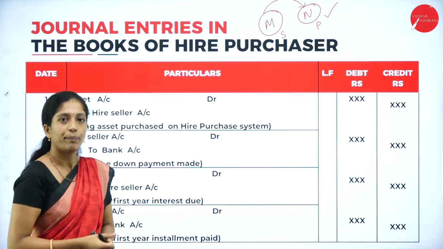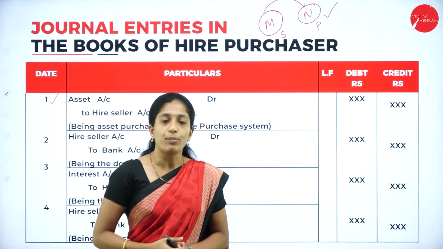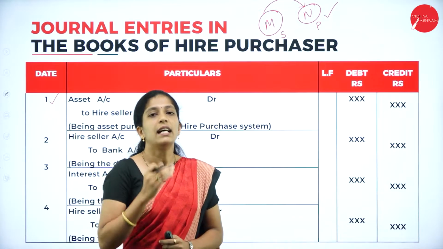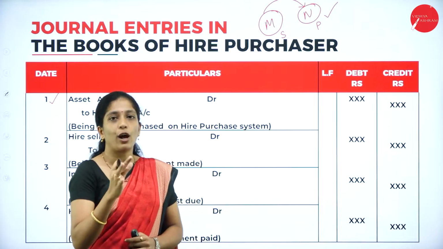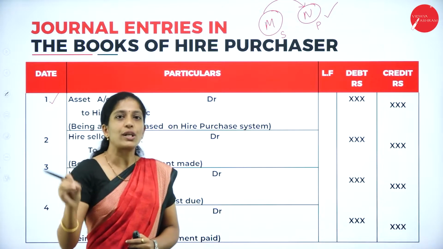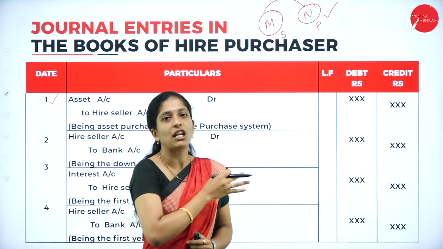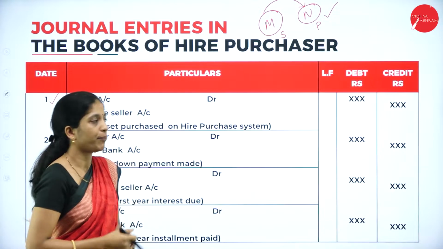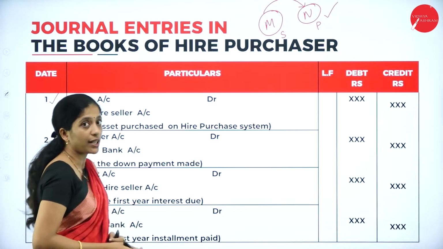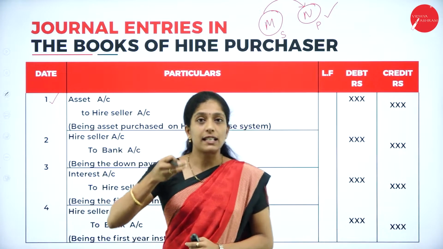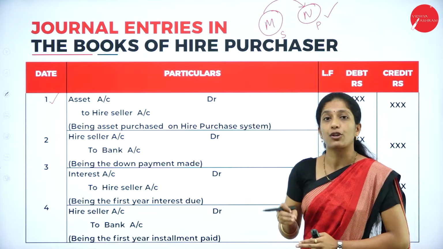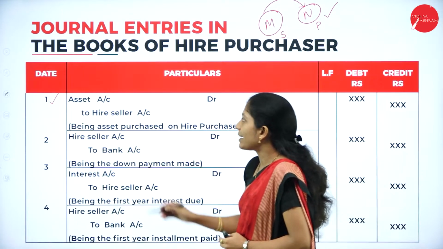After making the down payment, the rest of the amount will be transferred to the hire seller in the form of installments along with interest. This is what you have to remember here. Now we shall go through the journal entries in the books of hire purchaser. What is your first journal entry? That is in the books of hire purchaser. Now the hire purchaser is receiving the goods, right? So what is the entry?